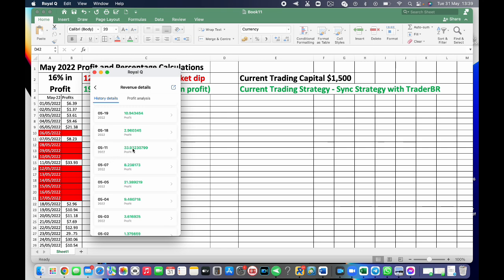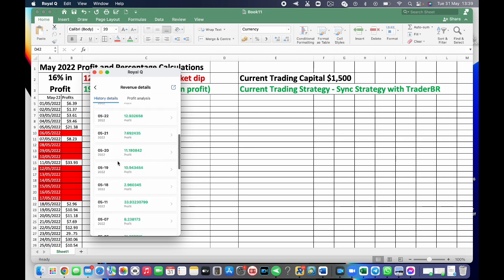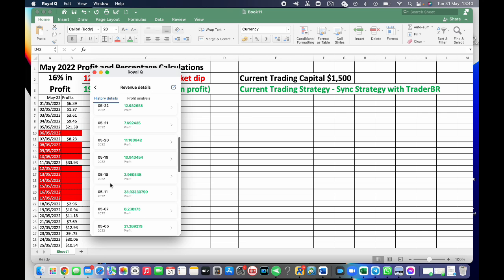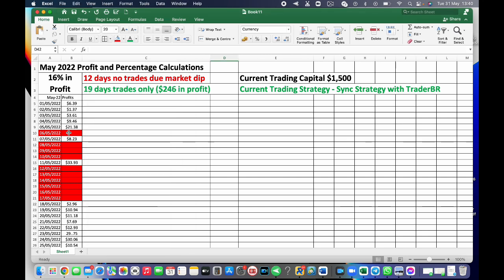And then the same thing applies from the 12th. If I go from the 12th, you can see that there is no trade from the 12th up until the 18th. So from 12 to 17, no trade. And then on the 18th, it started trading again. Those days that you see that are red, those are the days that the robot did not trade at all. So 12 good days, the robot did not trade.